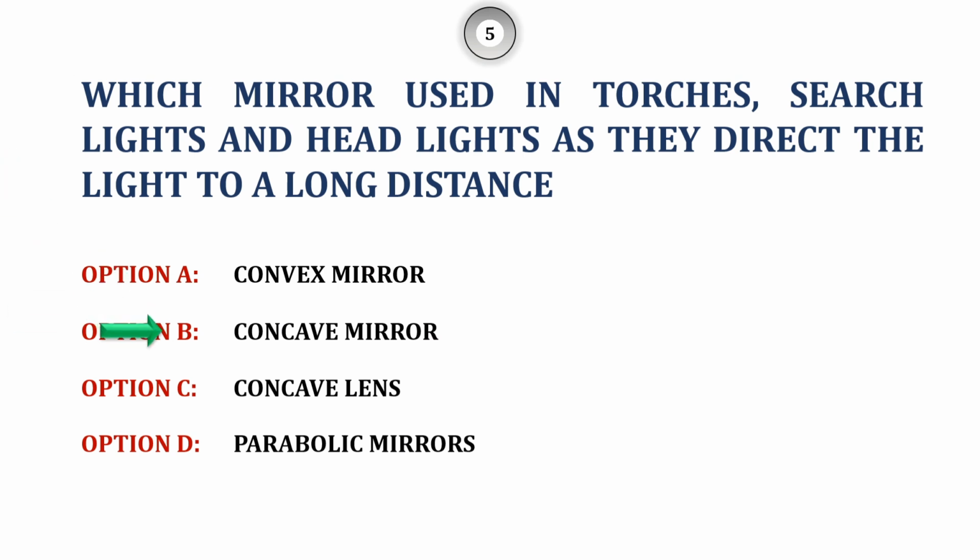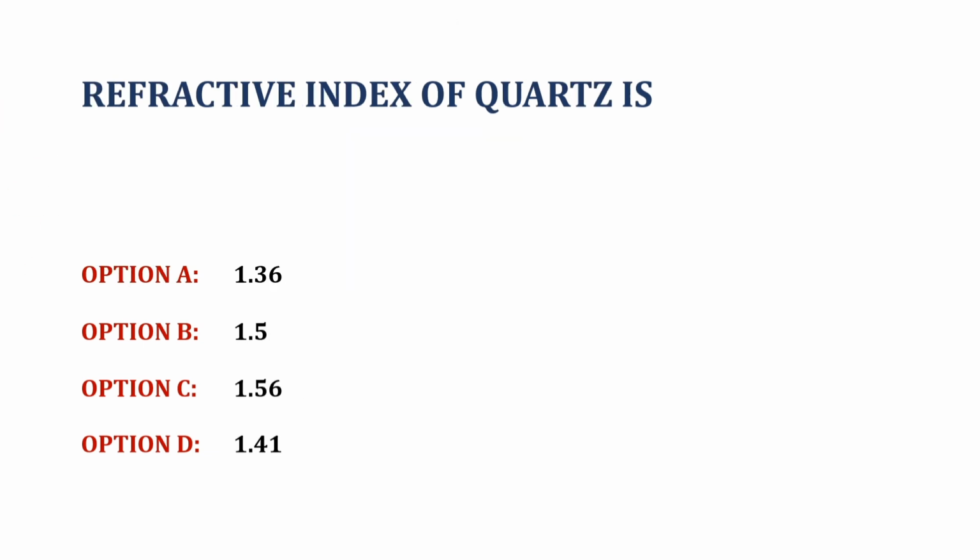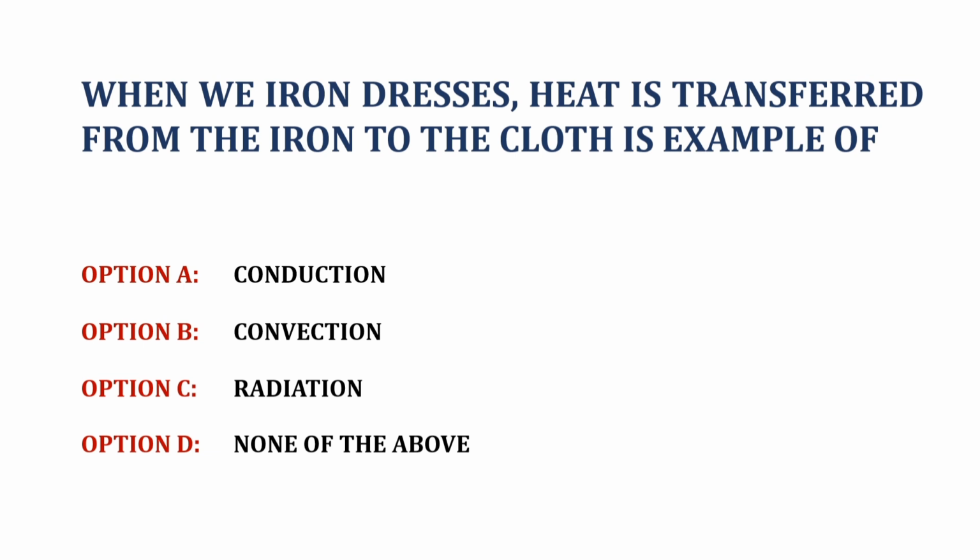Option B. Concave mirror. Which mirror used on a road where there are sharp curves and turns? Option A. Convex mirror. Refractive index of quartz is. Option C. 1.56. When we iron dresses, heat is transferred from iron to the cloth is example of. Option A. Conduction.